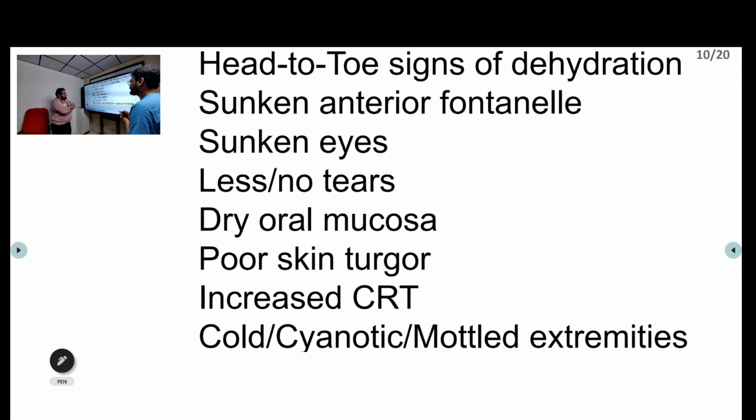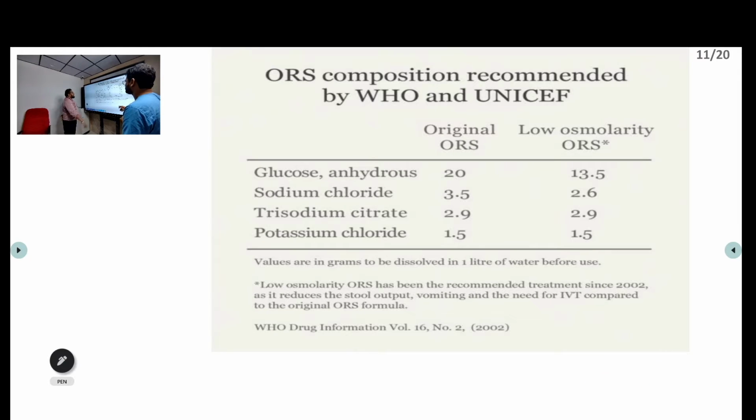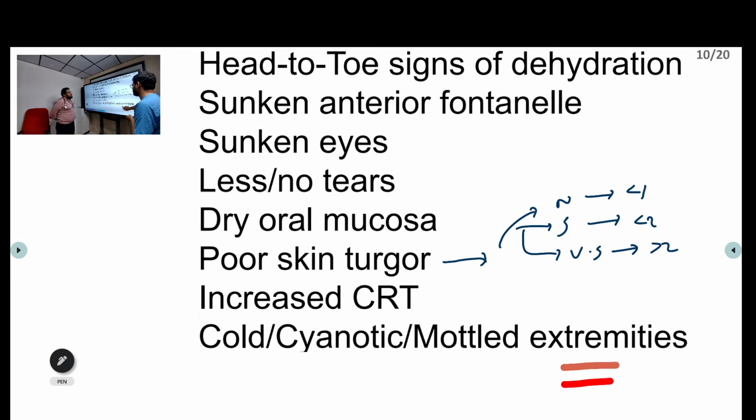Skin turgor is also called skin pinch time. Basically, you pinch the skin and see the turgor, the elasticity. If the child is dehydrated, the skin turgor is going to be prolonged. Usually it can be referred to as normal, slow, and very slow. Normal means usually less than 1 second. Slow means less than 2 seconds, and very slow means more than 2 seconds. Then increased capillary refilling time and cold, cyanotic or mottled extremities. So here the child only had a sunken eye. That's fine. You can go ahead.